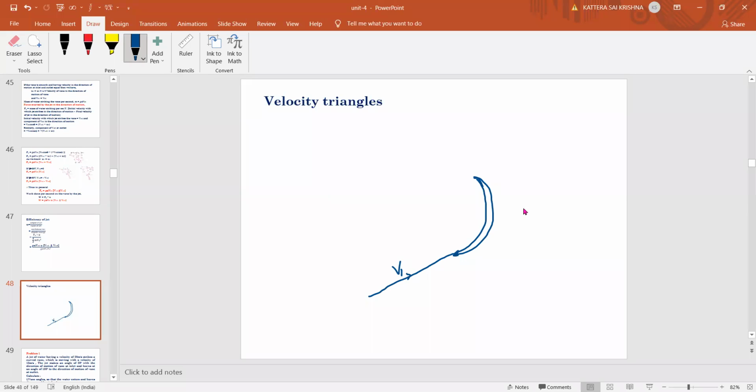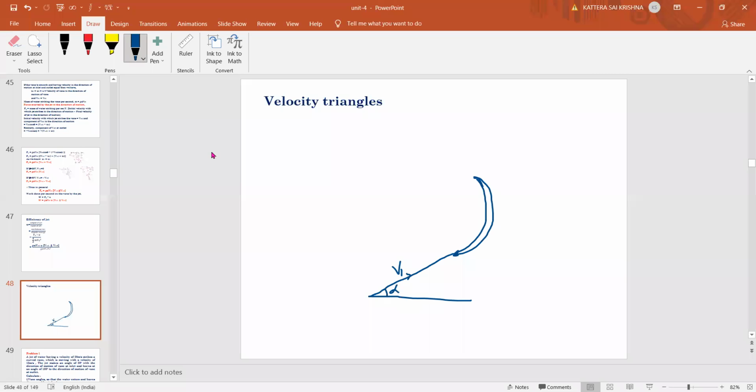Since the blade is also moving with some velocity, we get a relative velocity, which is the difference of both velocities. So the relative velocity will be a little bit lesser than v1, right? First, after drawing v1, make the components of v1. Assume v1 is making an angle alpha with the horizontal direction. This alpha is called the guide blade angle.